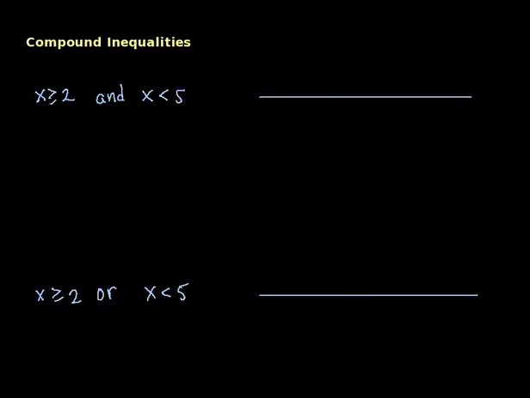Let's take a look at compound inequalities. We've got two problems up here. Both of them look exactly the same except for the connector between them. The first one has an and, and the second one has an or. And so I'd like to talk about the difference between those two.